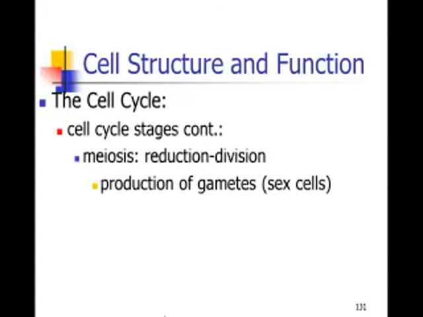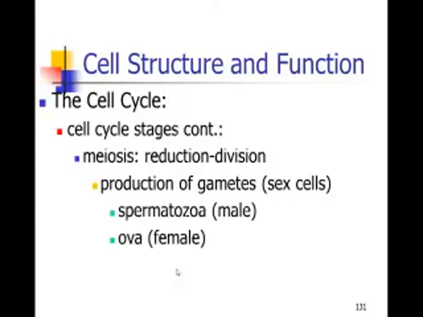Now, there's a second process called meiosis. Meiosis is reduction division, and this is the process that produces gametes or sex cells. And there are two kinds of gametes. There's a male gamete called a spermatozoon and a female gamete called an ovum.